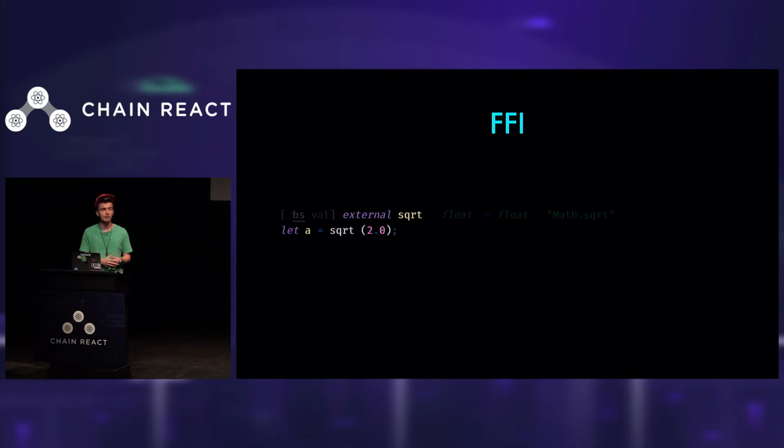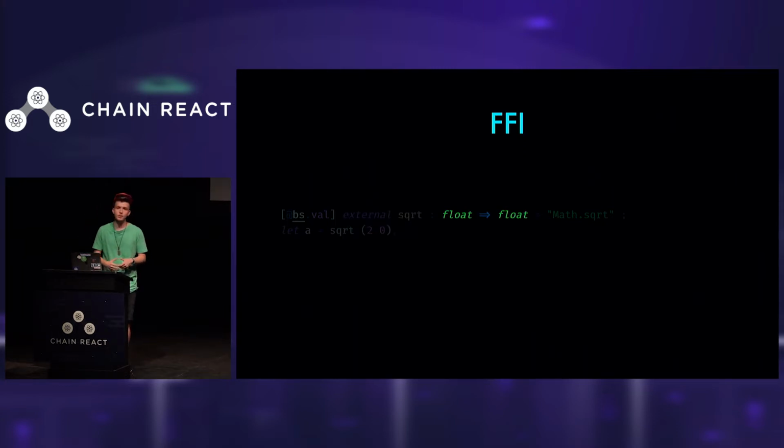And the following example will demonstrate how you can actually create a type definition for a Math.sqrt function in JavaScript. So what you do at the beginning is that you create an external function of name sqrt, and this is how you will be calling that function from ReasonML. And then you basically call it as the next line.